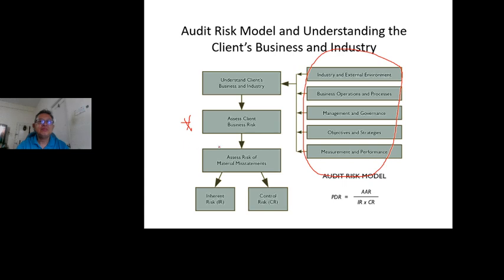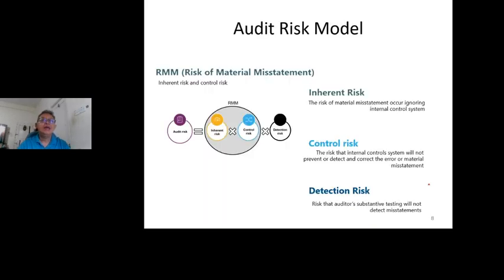Then when they assess the business risks, what are they assessing them for? For looking at the possible risk of material misstatements. The risk of material misstatement can be caused by the inherent risks. We're going to go into detail on what inherent risks and control risks are. So this is the audit risk model. I'm not going to show you the audit risk model in this particular slide because the other one will be much better.